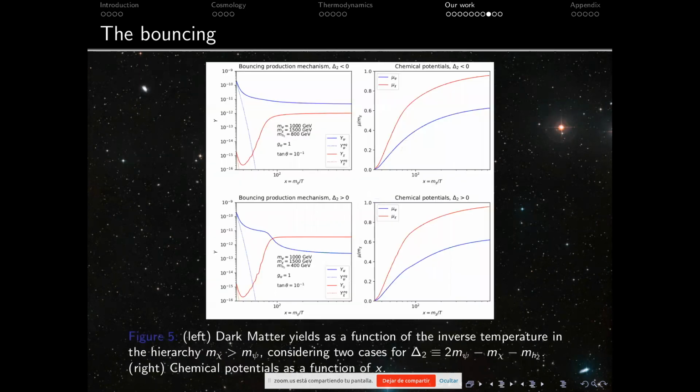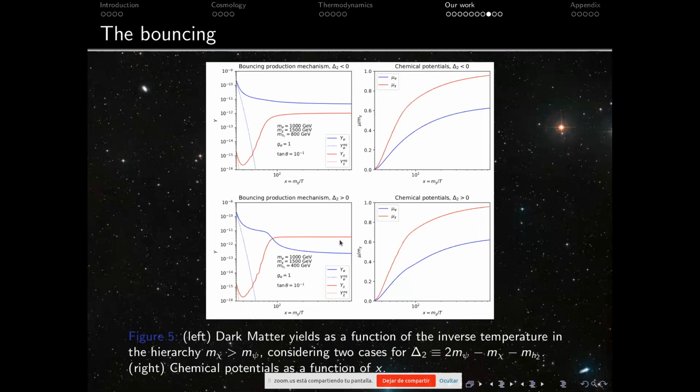Yes, because for instance, we have this delta 2 parameter here that I didn't tell you about, but it measures whether this process, two fermions annihilating into a pseudo-Goldstone and a second Higgs, is kinematically possible. When you have a delta 2 bigger than zero, it means that you need to decrease certain masses, but we have found that in that case, normally the pseudo-Goldstone dominates the abundance.